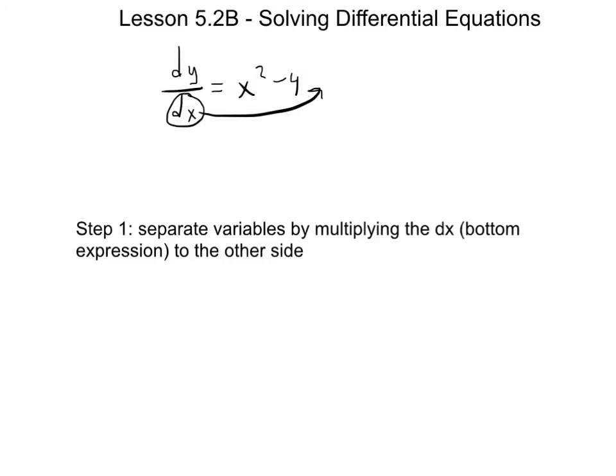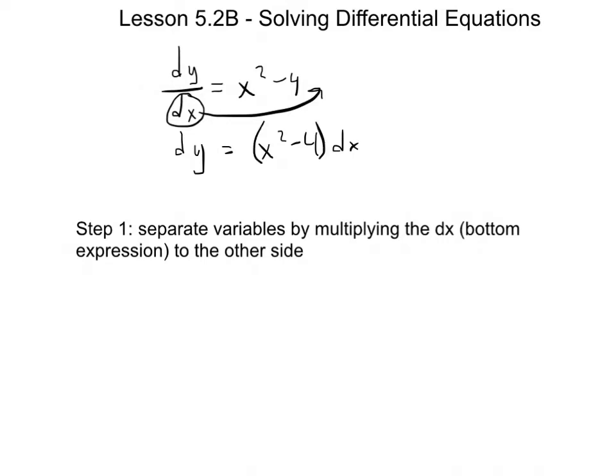This isn't going to be the one I'm going to solve, but just as an example, if we have dy/dx equals x squared minus 4, what are the steps in solving that differential equation? The first step is basically separating the variables, which for right now just means multiplying that dx over to the other side. At this point we've got something like dy equals x squared minus 4 dx.